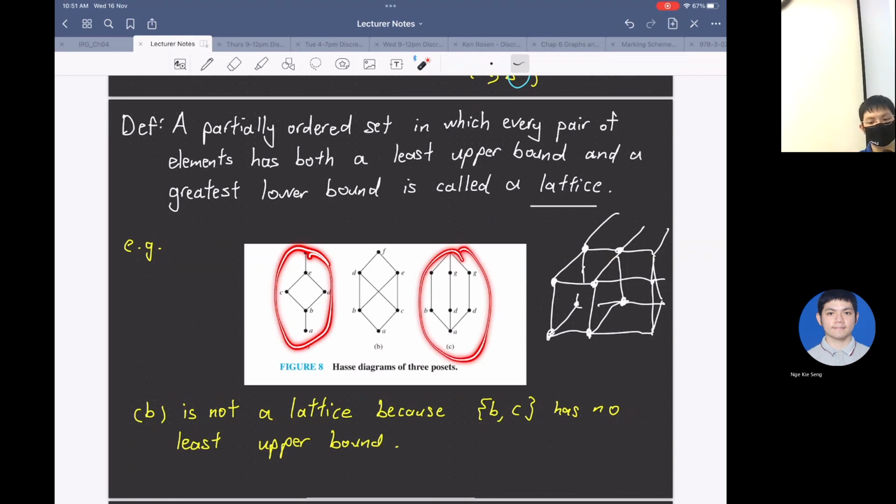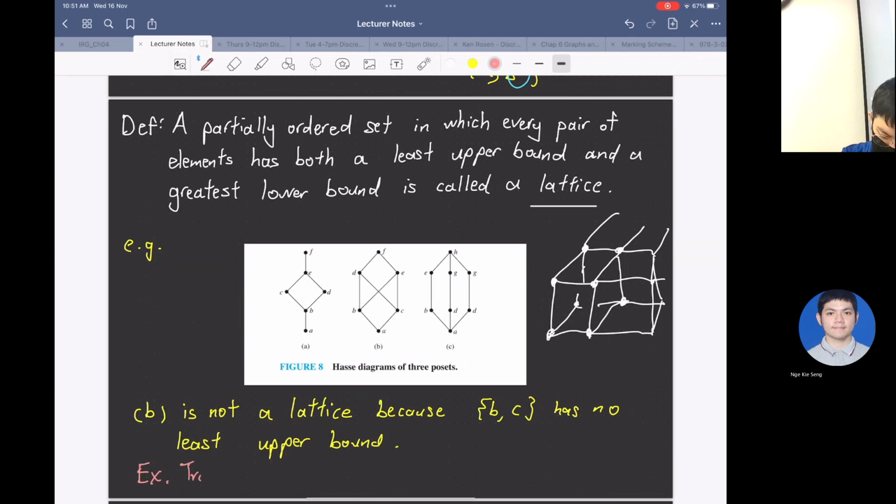Similarly, for this one, you should pick any two and try to find a least upper bound and a greatest lower bound. But for all these, you can find at least one. So they are all lattices. So A and B are lattices. So maybe try to verify that.